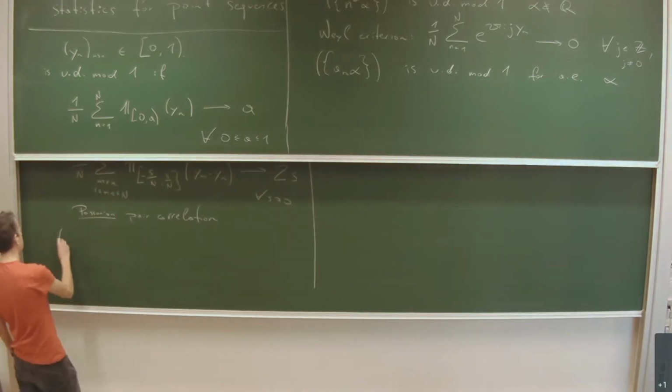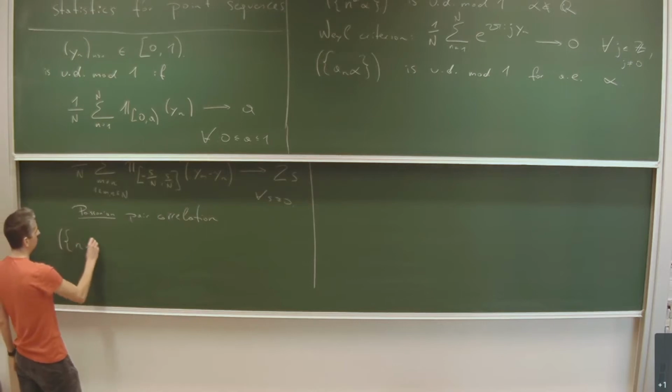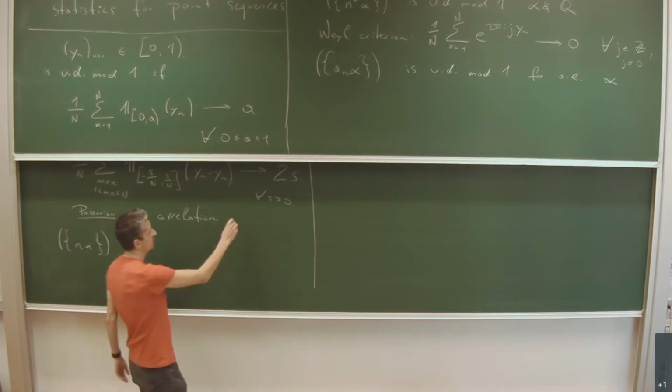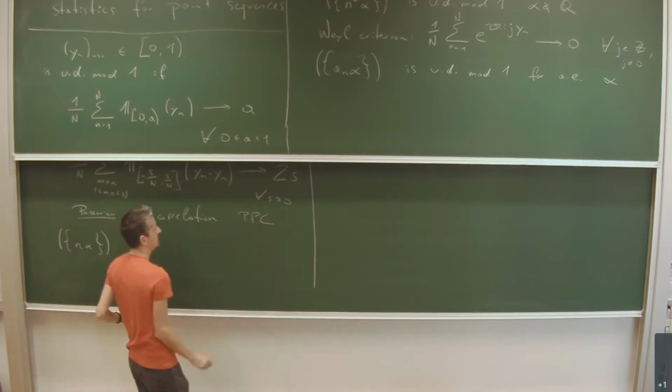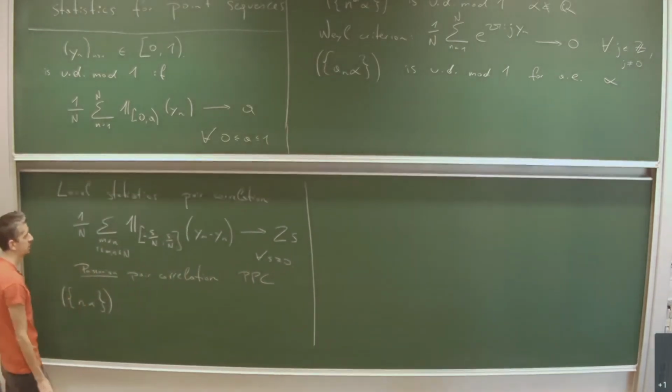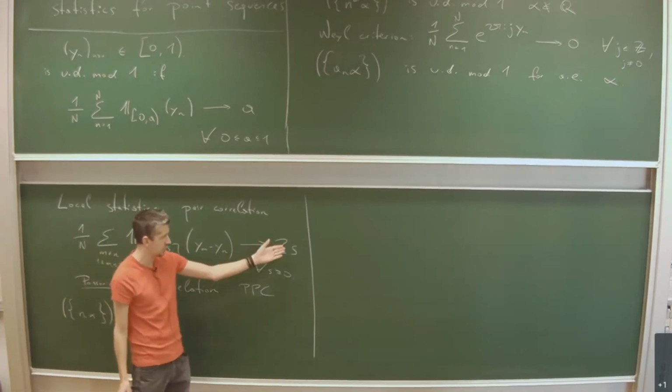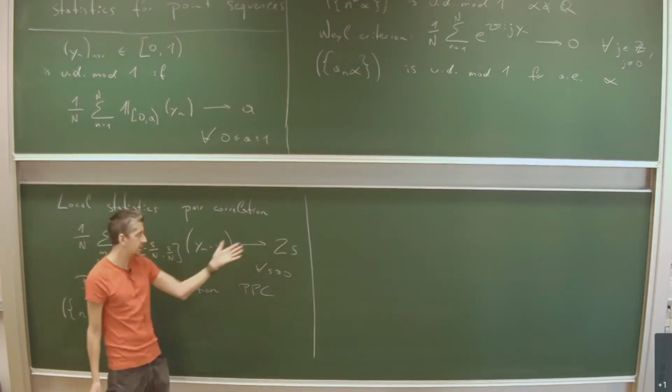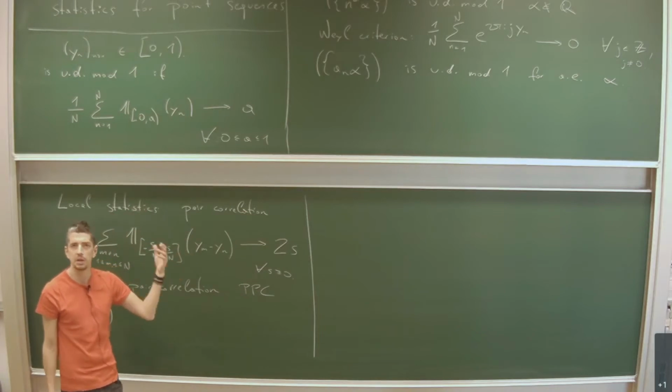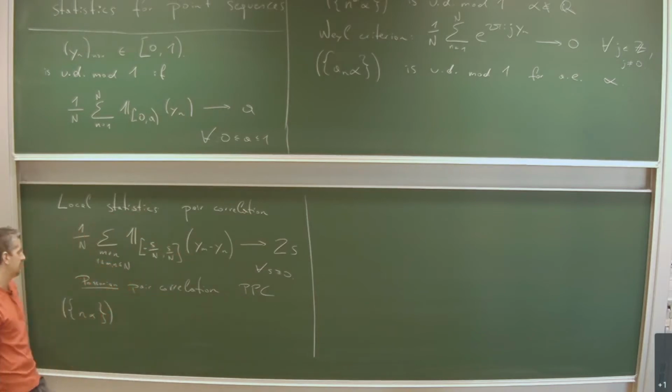Now what do we have? N alpha mod 1. So for this Poissonian pair correlation, I will write PPC. Poissonian pair correlation means that this expression converges to this. And in this setup, Poissonian pair correlation is pseudo-random behavior.